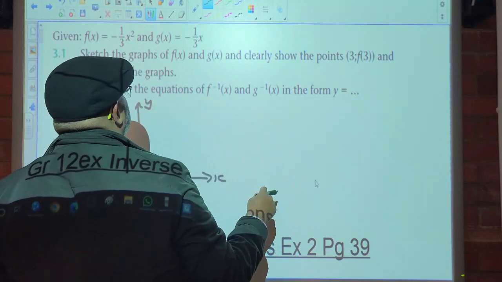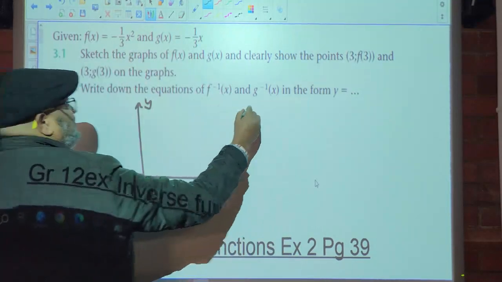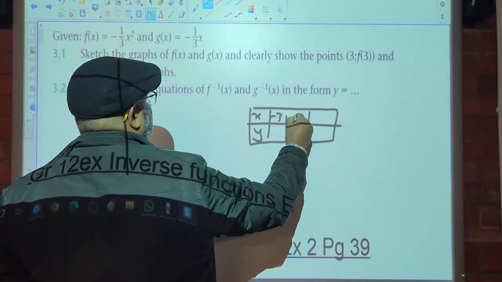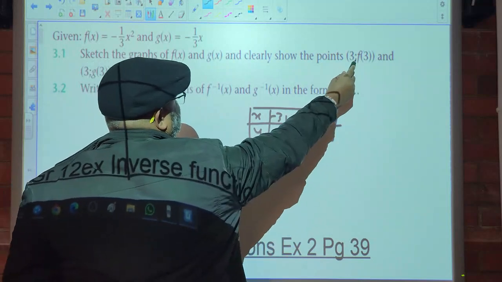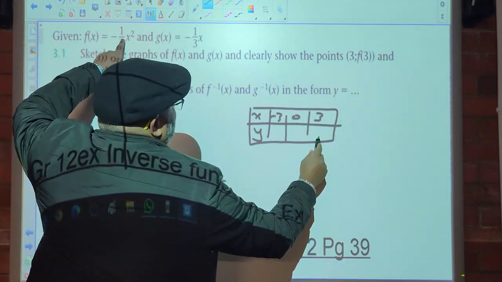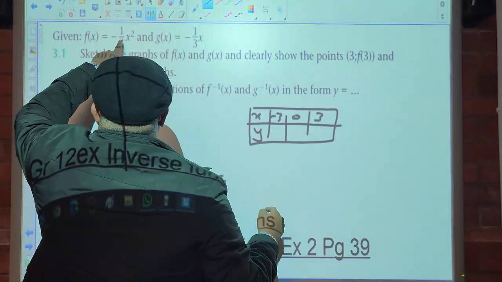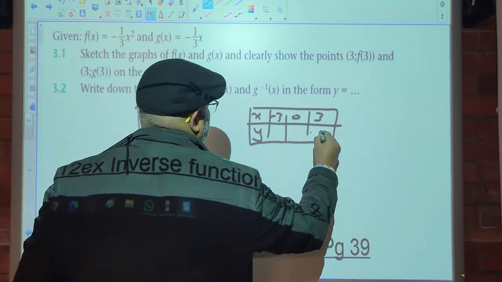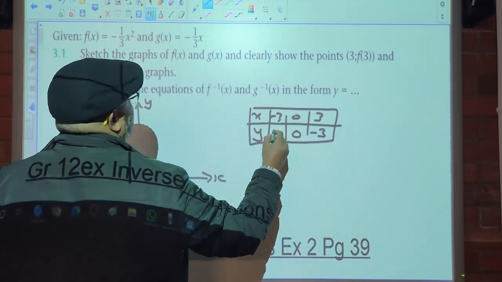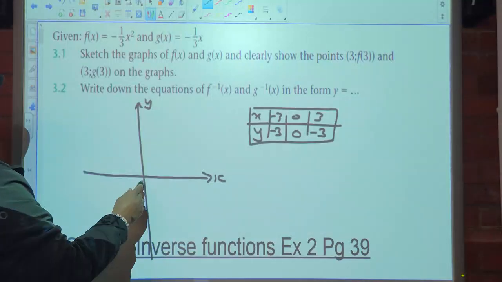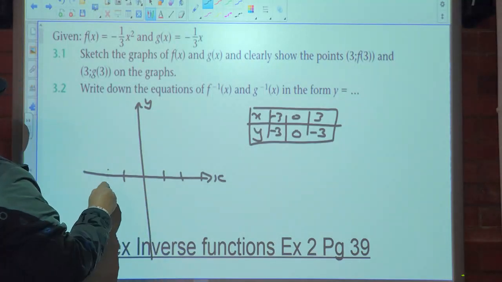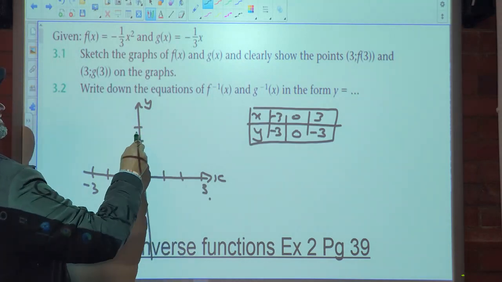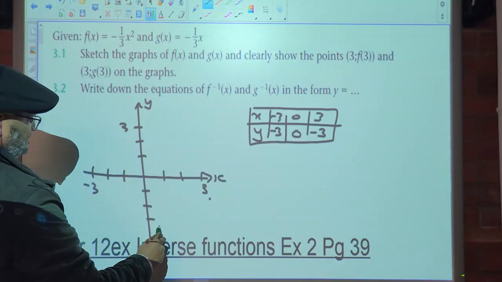That table. But if I put 3 in here, the table that they are almost enforcing on us is negative 3, 0 and 3. So if x is 3, I must get this value here. So f of 3 is going to be 3 squared, which is 9. And 9 times negative a third is negative 3. 0 is 0, and negative 3 is negative 3. So it's 1, 2, 3, 1, 2, 3 negative, and 1, 2, 3 minus 1.